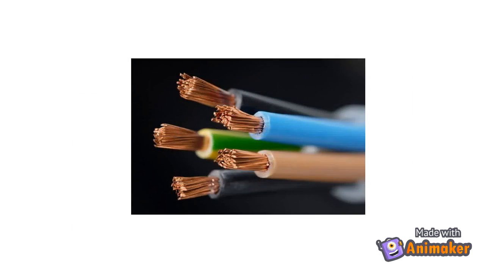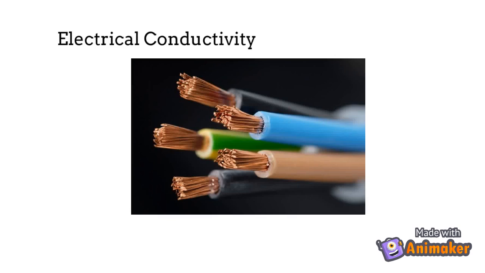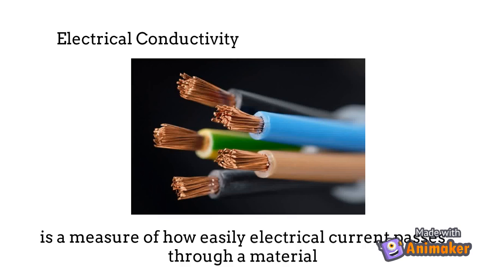Today, we will learn 5 more physical properties of matter. We will start with electrical conductivity. Electrical conductivity is a measure of how easily electrical current passes through a material.